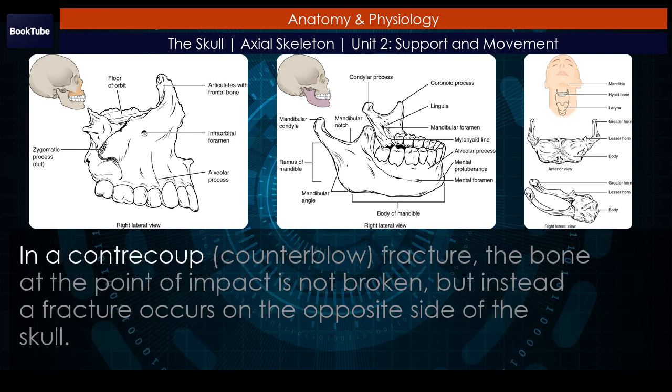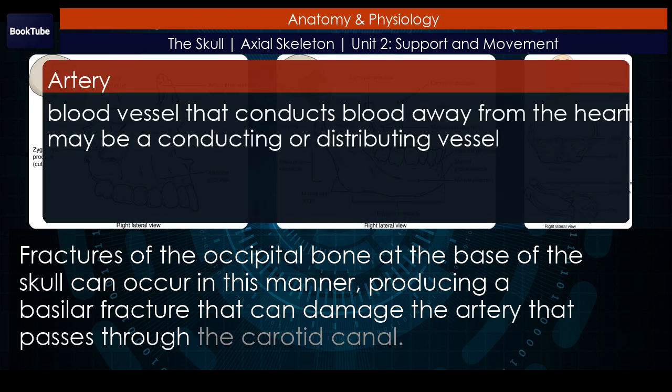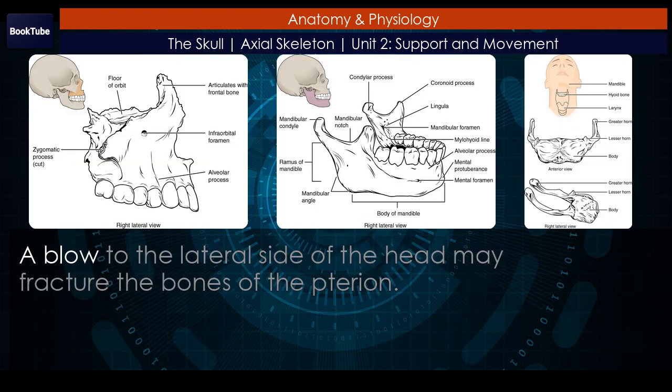In a contrecoup, counterblow fracture, the bone at the point of impact is not broken, but instead a fracture occurs on the opposite side of the skull. Fractures of the occipital bone at the base of the skull can occur in this manner, producing a basilar fracture that can damage the artery that passes through the carotid canal. A blow to the lateral side of the head may fracture the bones of the pterion.